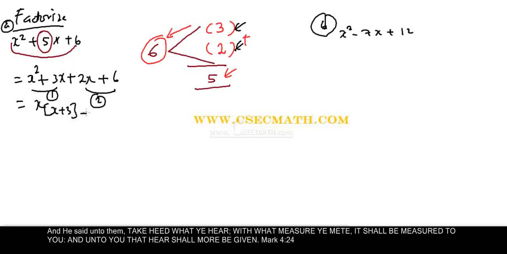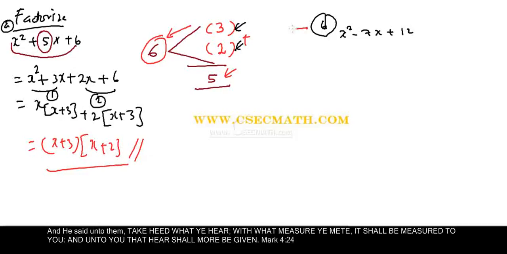x positive 3. Similarly from group 2 I would be taking 2 as a factor, that would leave me with x positive 3 again. Now clearly x positive 3 can be taken out as a factor, hence that would give me x positive 2, which would be the solution for the given problem. So the solution to problem number D is as follows.